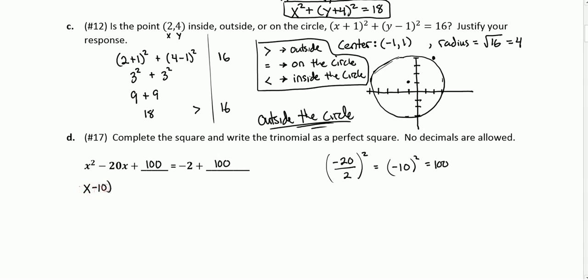So we get x minus 10 times x minus 10 is equal to negative 2 plus 100, which is 98. So we finish this by writing x minus 10 squared, because there's two of them, is equal to 98. And that's the end of the problem.